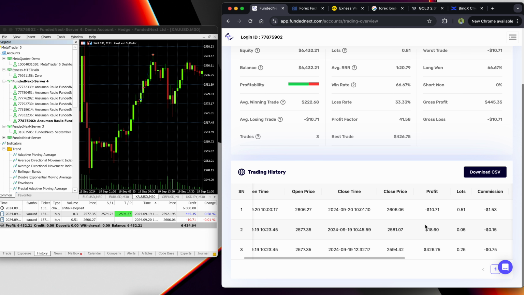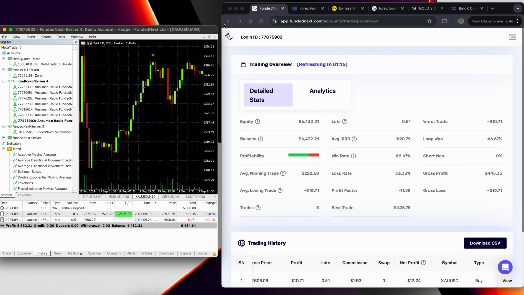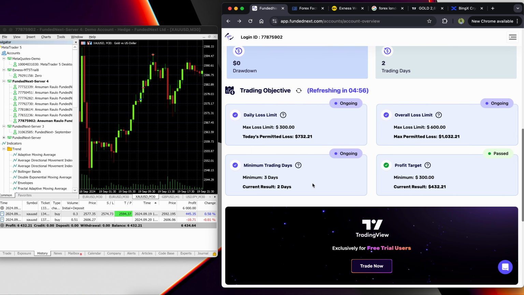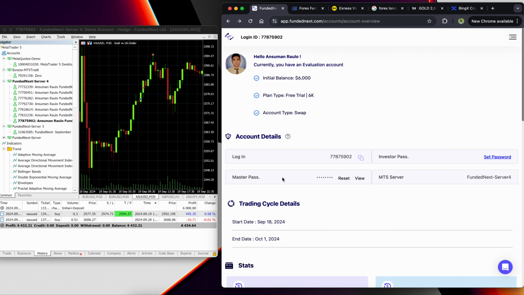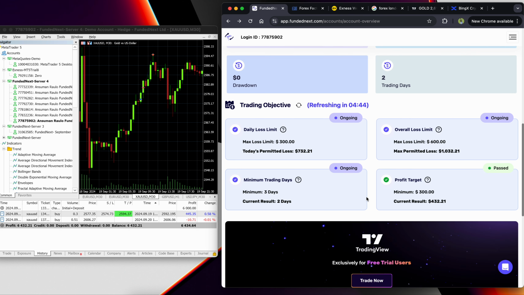This is all the trade. Yeah, $426, $18.5 was the partial quantity. And you might be wondering what this trade is. $10.71 loss. This is actually the trade I took. It is a random trade, a random order execution to complete my minimum trading days criteria. After that only I will be able to take another funded account to trade. Otherwise this funded account is not yet passed.